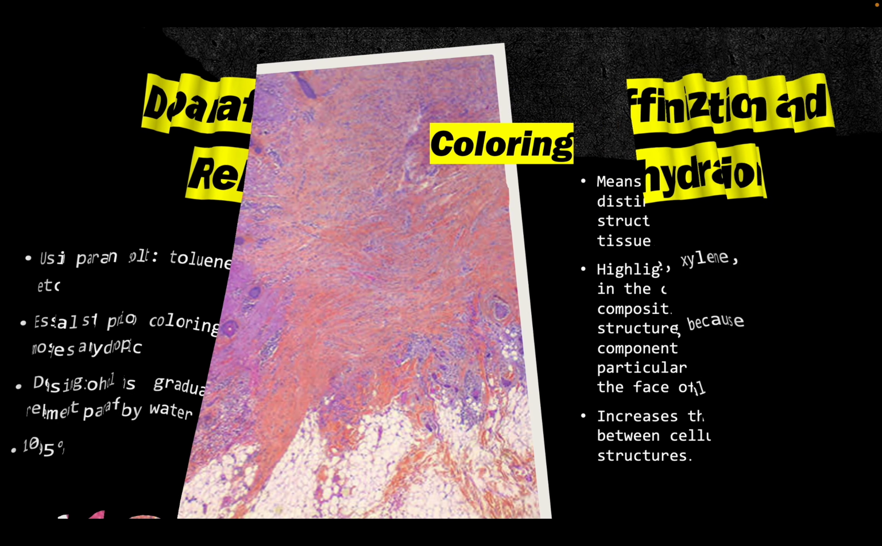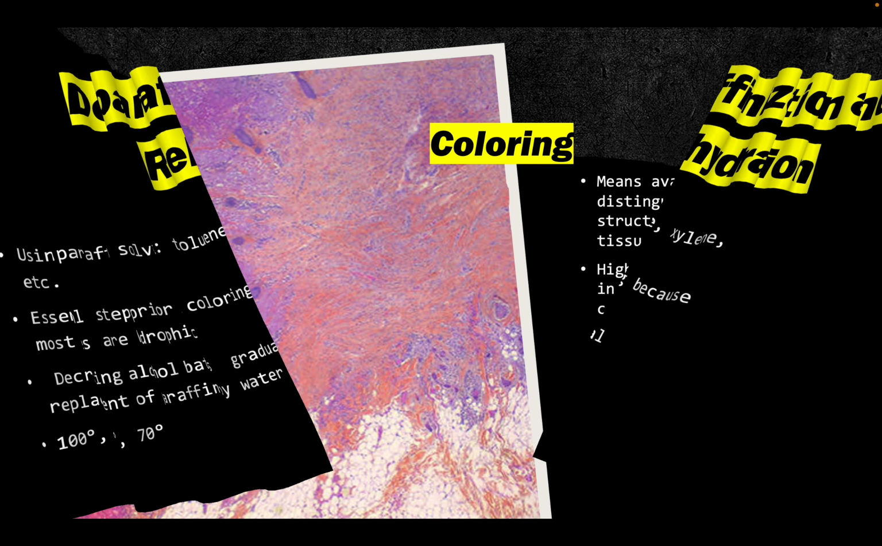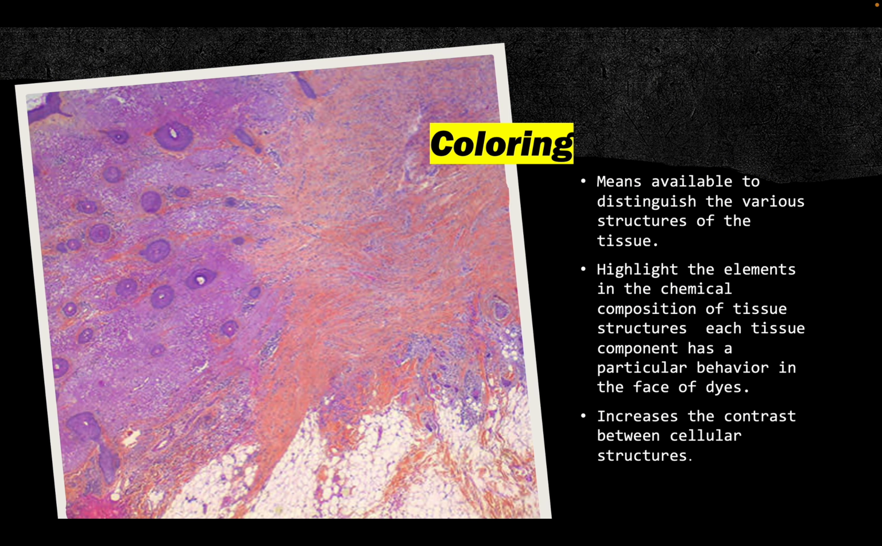Then we have coloring. Coloring is a means available to distinguish the various structures of the tissue. It highlights the elements in the chemical composition of tissue structures. Each tissue component has a particular behavior in the face of dyes. It increases the contrast between cellular structures.